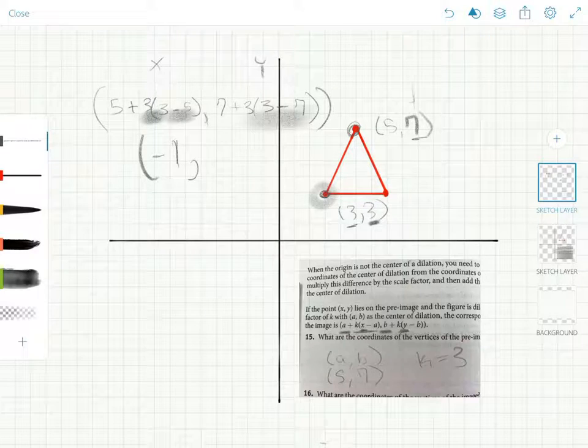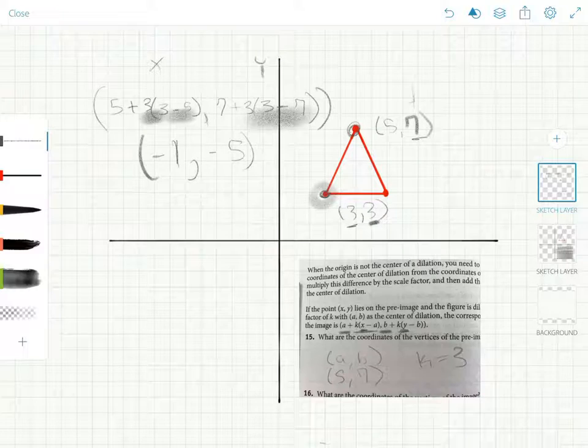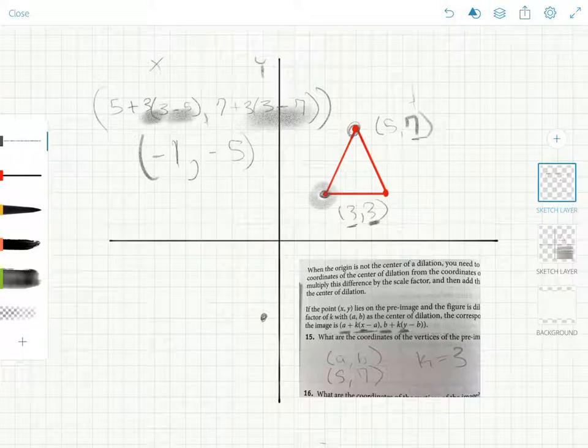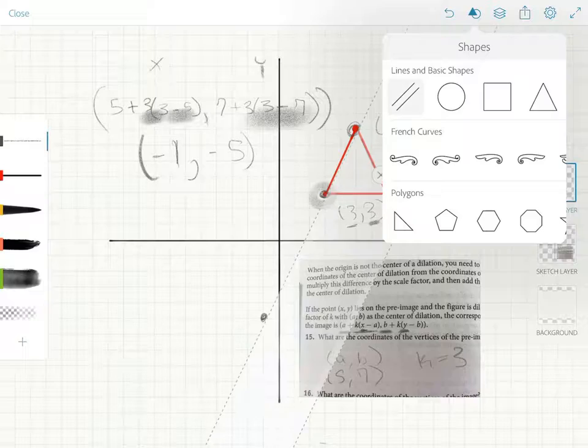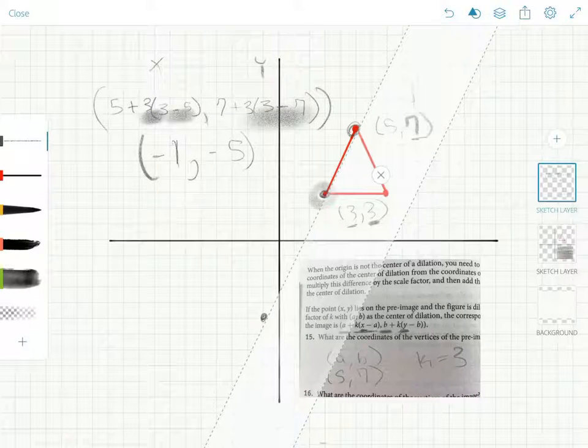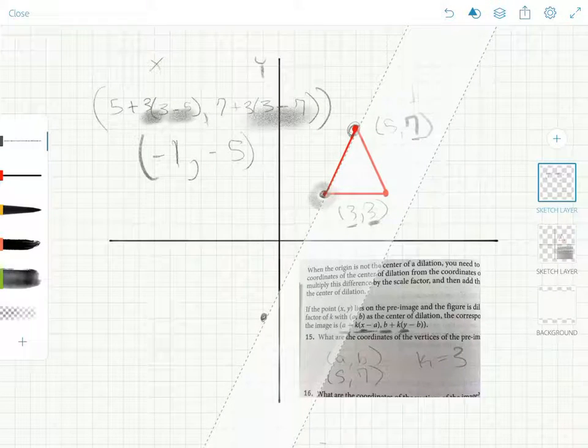Similarly over here, let's do some PEMDAS. 3 minus 7 is -4. Times 3 is -12, plus 7 is -5. So this new point is transformed to -1, -5. And notice how that lines up with the projection line just about perfectly.